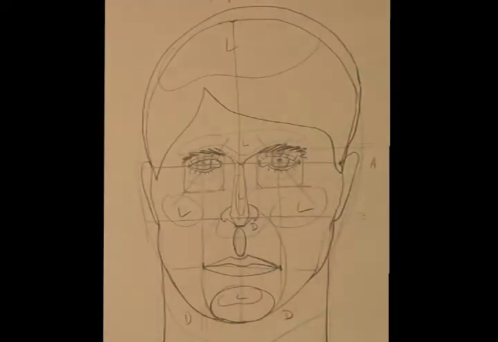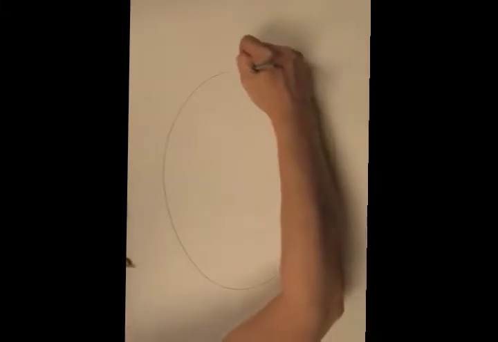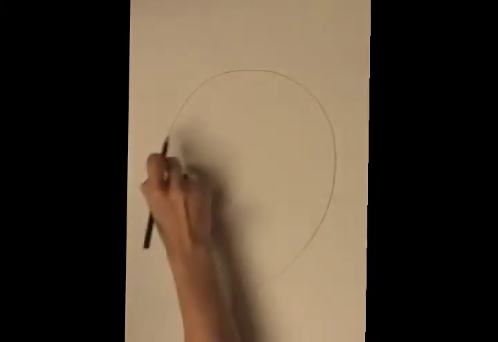So we're going to start by drawing this upside down egg shape on our paper, nice and large so that we have room for the details to come. I'm going to start by drawing my upside down egg shape, wider at the top, narrower at the bottom.